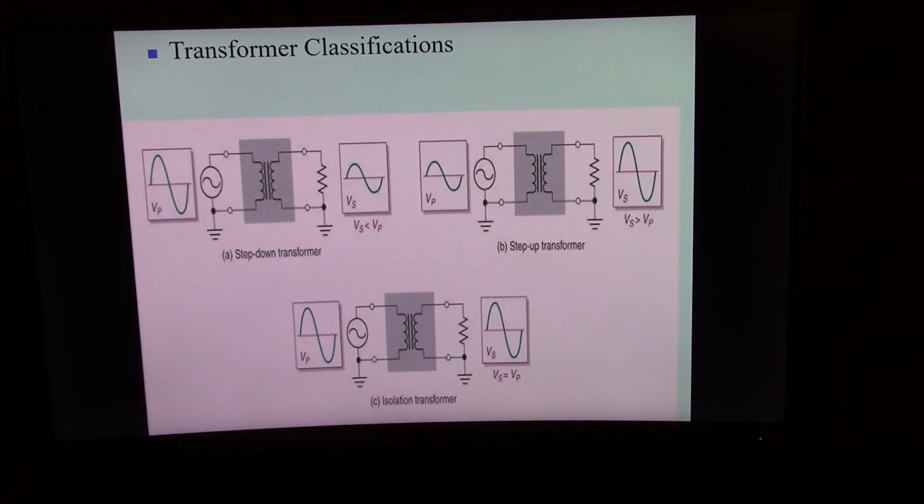So here are 3 different types of transformers. Step down transformer, which means you'll have less voltage on the output. Step up transformer, where you will have more voltage on the output. And isolation transformers, they have the same voltage on the input and output.